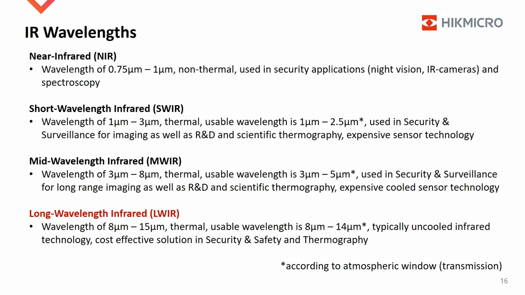Mid-wavelength infrared is based on the wavelength of 3 micron to 8 micron. The usable wavelength is 3 to 5 micron. Long-range imaging is the main advantage due to the highest transmittance in the spectrum. Expensive cooled detectors take advantage of this technology. Long-wavelength infrared is based on the wavelength of 8 to 15 micron. The usable wavelength is 7.5 to 14 micron. The uncooled infrared detector is a cost-effective solution in security and safety and thermography.